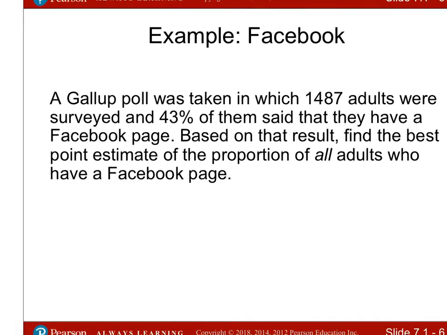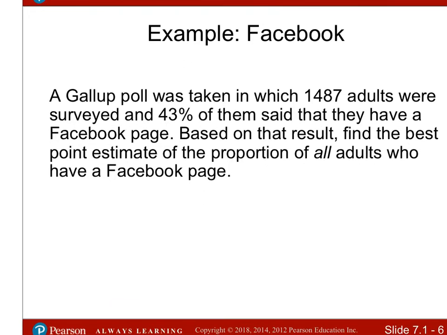So let's look at an example. Right, here's a real quick example. So suppose we took a poll and asked 1,487 adults. So that's n equals 1,487. We asked them, and 43% of them said they have a Facebook page.